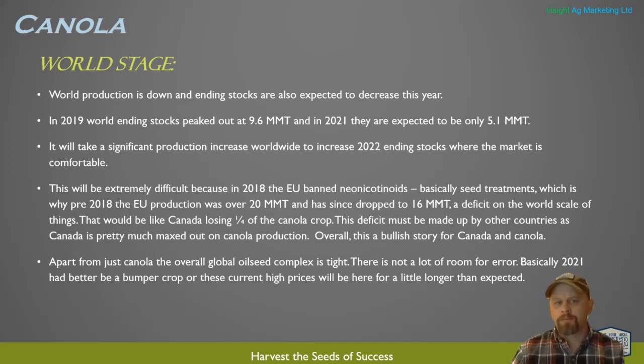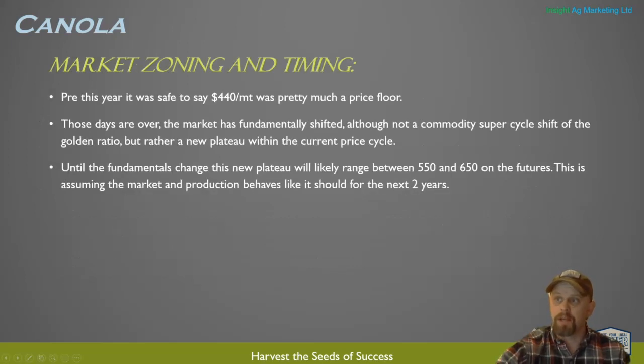And apart from just canola, the overall global oilseed complex is extremely tight. There is no room for error on the oilseed complex this year. So basically, what I'm saying here is 2021 had better be a bumper crop, or these current high prices we're seeing right now are here to stay. The new crop is at a significant discount, but perhaps the new crop will start to rally up to those price points if we have any growing season problems, right? We'll talk about that in a bit.